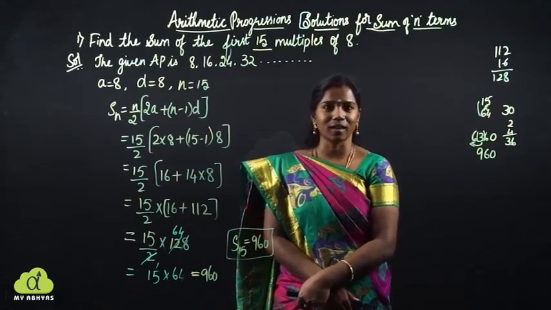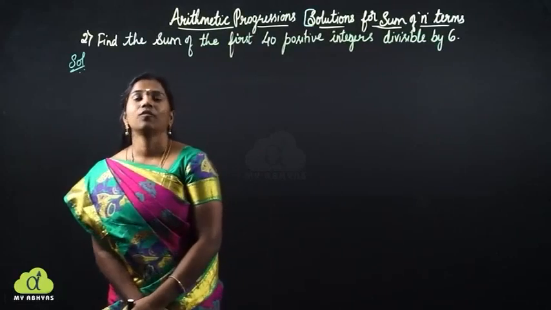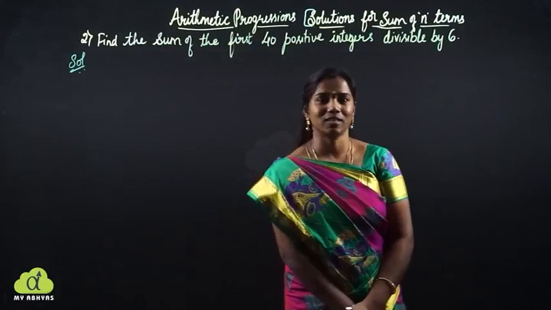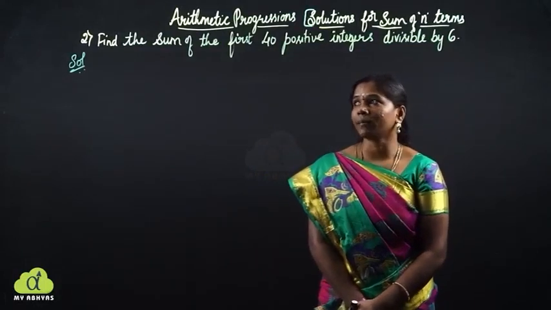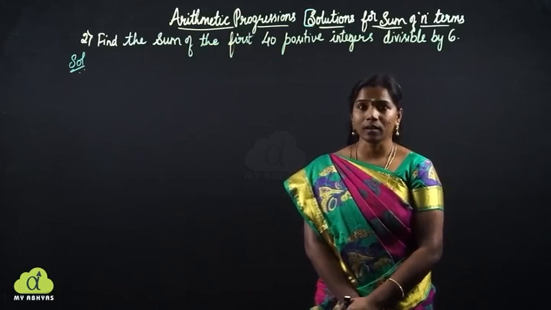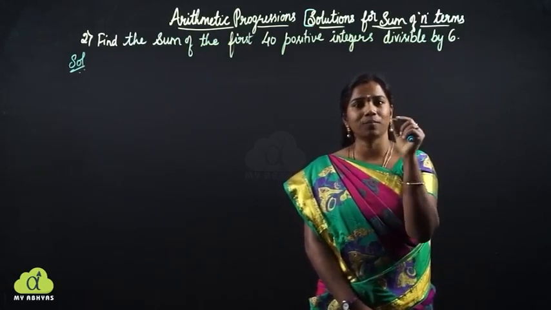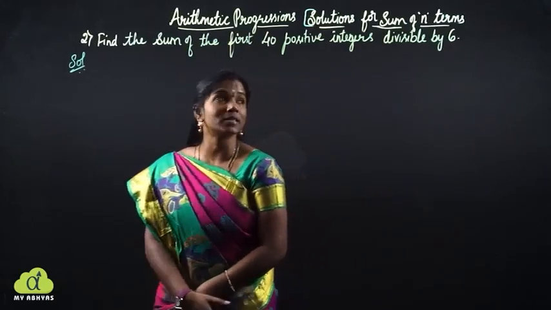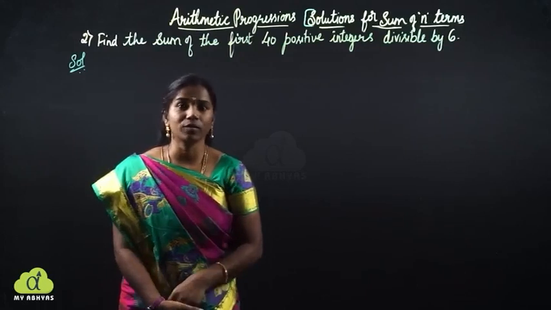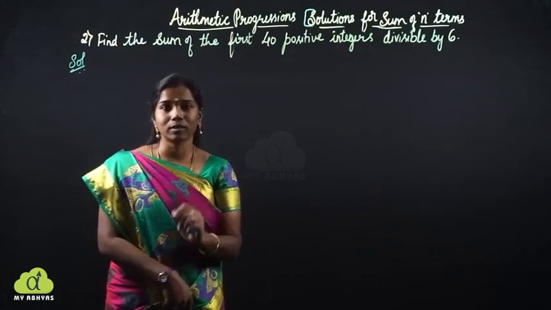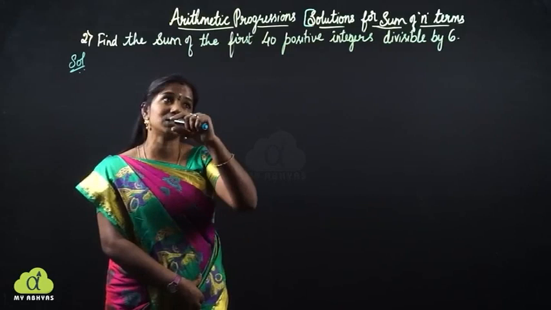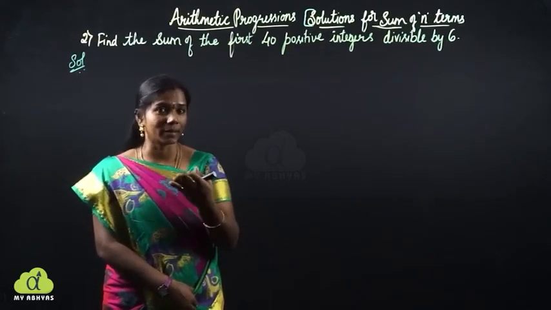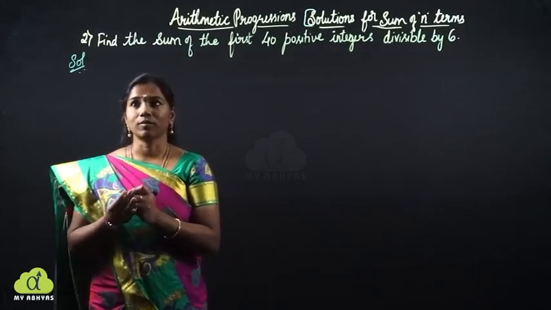Now let us move on to the second problem. Second sum is here. Find the sum of the first 40 positive integers divisible by 6. It is same as the previous problem. There, the statement was the multiples of 8. Here, the 40 positive integers divisible by 6. That means we have to get the numbers which are divisible by 6, and those numbers are the first 40 positive integers. So, shall we write the multiples of 6 here also again? Shall we go ahead here?